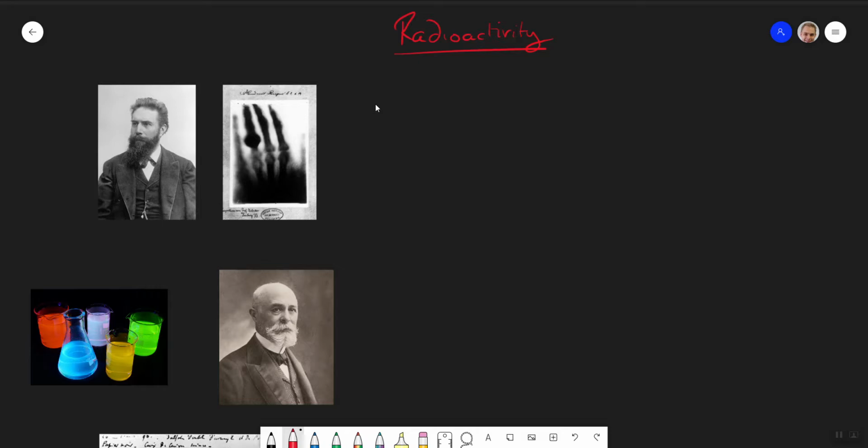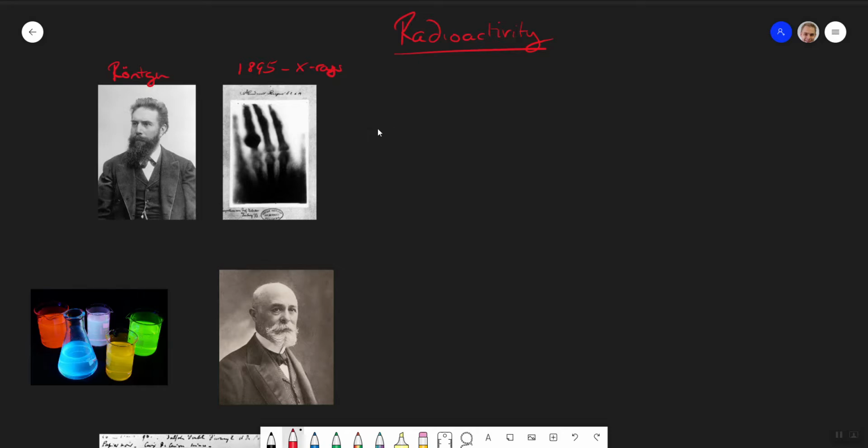enjoy. So when we think about radioactivity, the story surrounding it really starts with something that isn't about radioactivity at all. And it starts with this chap who is called Wilhelm Röntgen. And Wilhelm Röntgen in 1895, I think, discovers X-rays. And the discovery of X-rays is a huge thing.